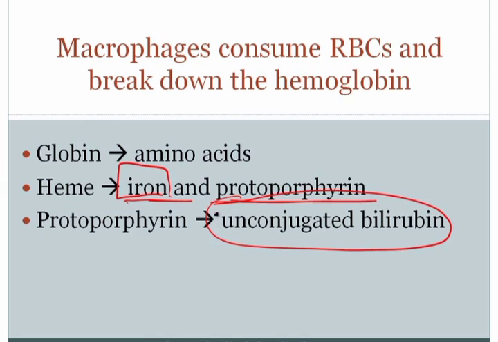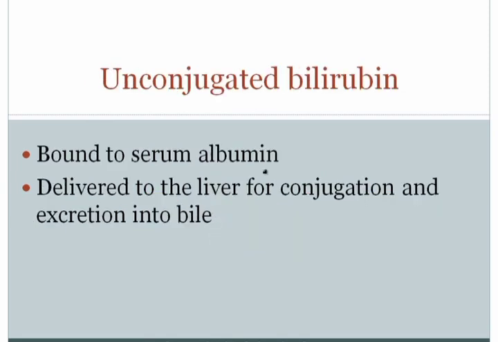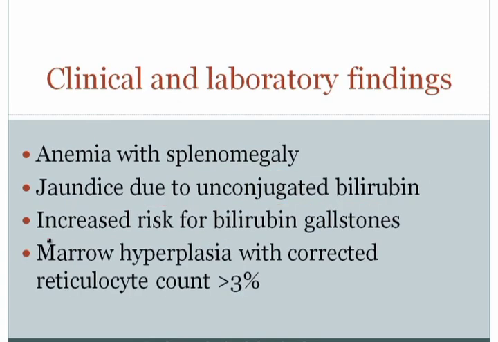Now, of course, the unconjugated bilirubin will then be bound to the serum albumin and delivered to the liver for conjugation and excretion into the bile. So the unconjugated bilirubin goes into the serum. It is not water soluble, it is fat soluble. It will remain within the serum until the liver can take it and conjugate it, and then the liver, once it's conjugated, will put it into the bile. So patients who have extravascular hemolysis will have clinical findings that are based on this paradigm.